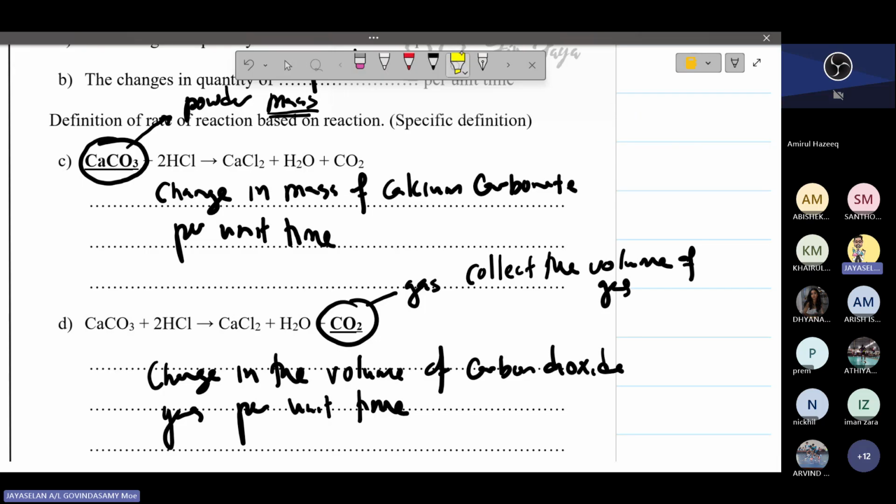Remember, in the exam they will check whether the word change is there and whether the quantity is specified. Mass of calcium carbonate if they use mass. If they collect the gas, how do you know? You see the question: they give a table and they collect the volume of gas, so you already know. You must put change, otherwise no marks. Change in the volume of carbon dioxide gas per unit time. You already score 1 mark. Don't waste your marks. Any question?